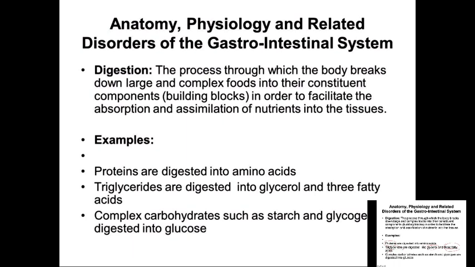And then we take these complex carbohydrates like starch and glycogen, and we remember that anything that ends in "ogen" is inactive, and glycogen is the inactive form of glucose, or glucose in storage. So it can break down glycogen into glucose.